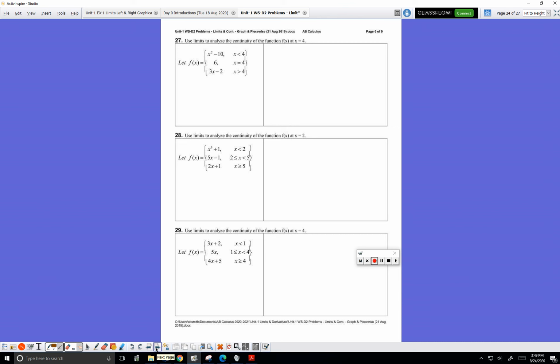Again, don't look at the answers to help you solve the problems. Only use the answers to confirm that you are solving the problems correctly. Critical that you use correct notation. If you don't use correct notation, you don't get credit for this homework packet. So make sure you do that.